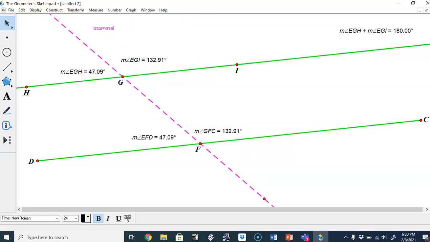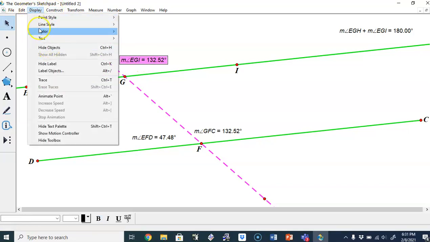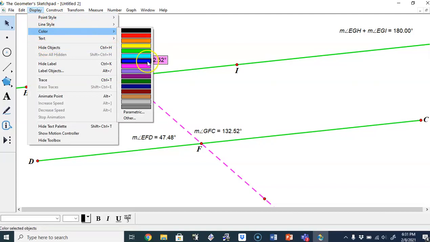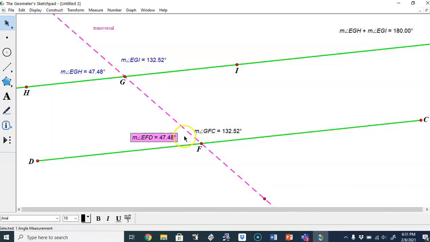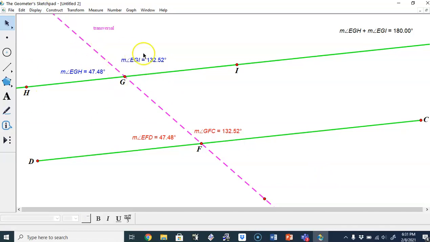Okay. So this is really important because it's really important that you see that we've got these clusters of angles, right? So I'm going to make these ones up here blue, and I'm going to make these ones down here, I don't know, how about red? Okay, so up here I've got a blue cluster of angles, and down here I have a red cluster of angles. Well, look what we know.